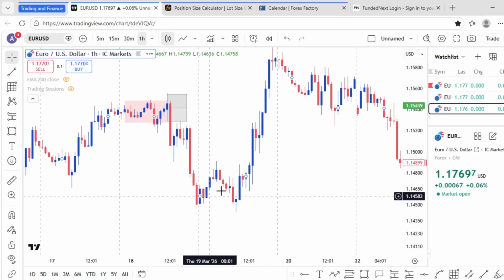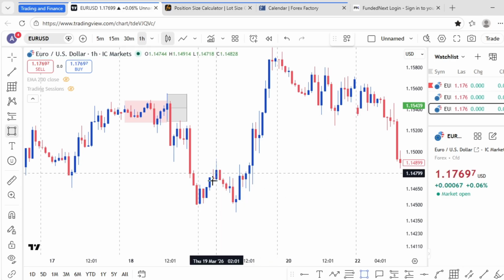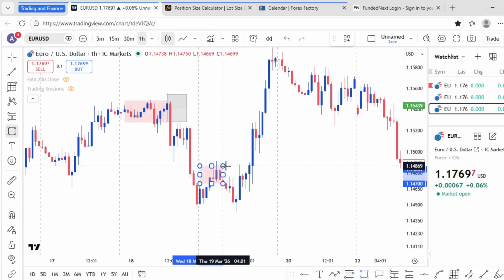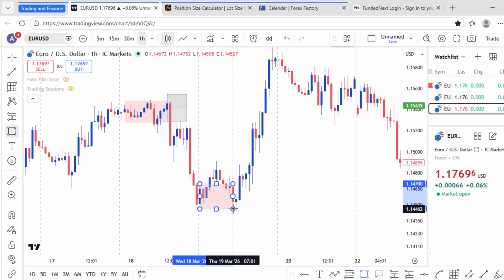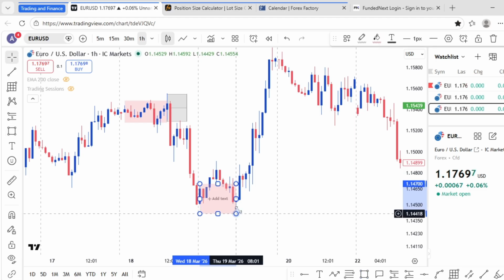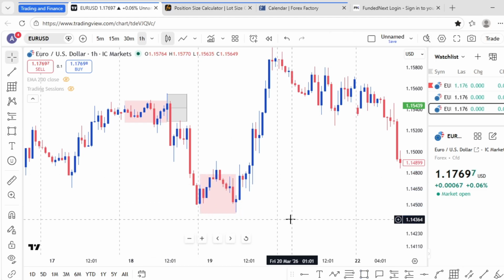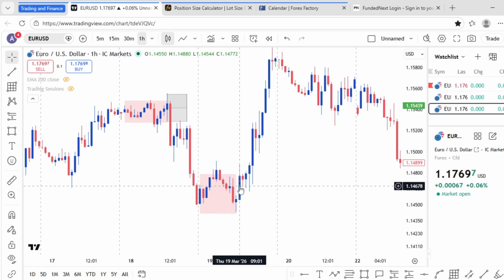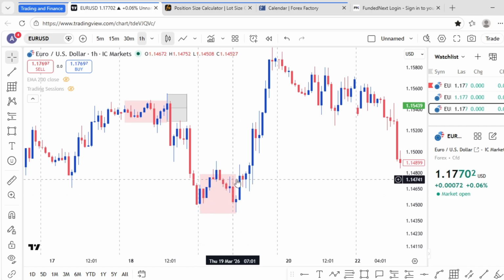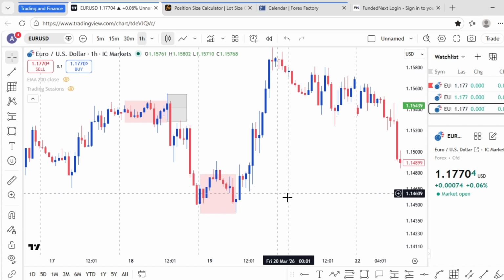Look at this example here. From here, price was accumulating. There are no big momentum candles, until this big bullish candle came in, which has engulfed 1, 2, 3, 4, 5, and it has closed above here. So what do you need to do?